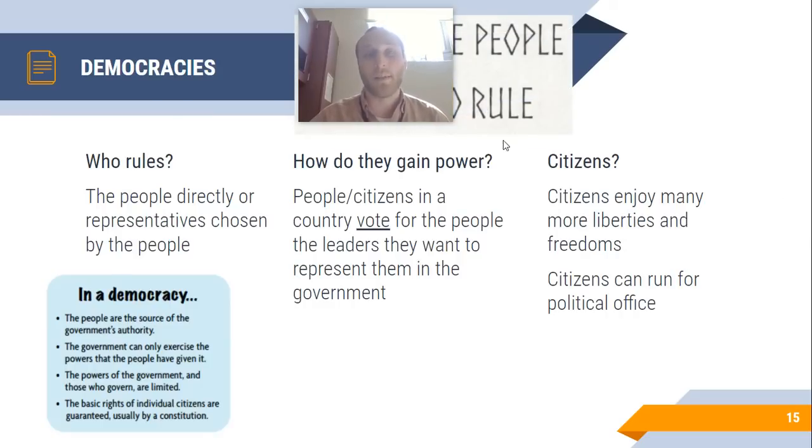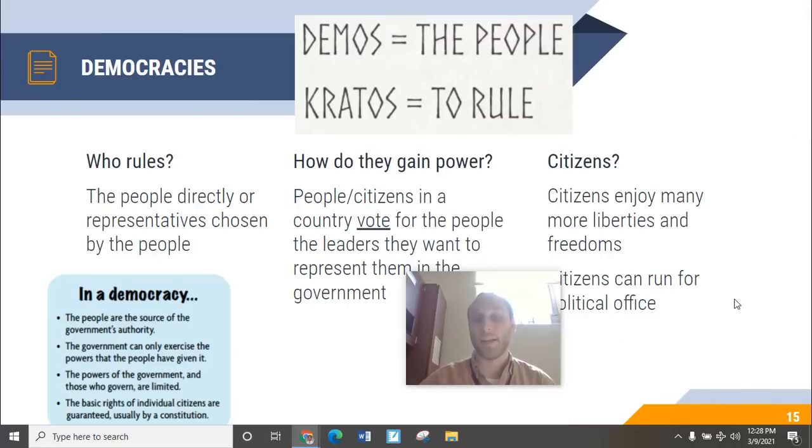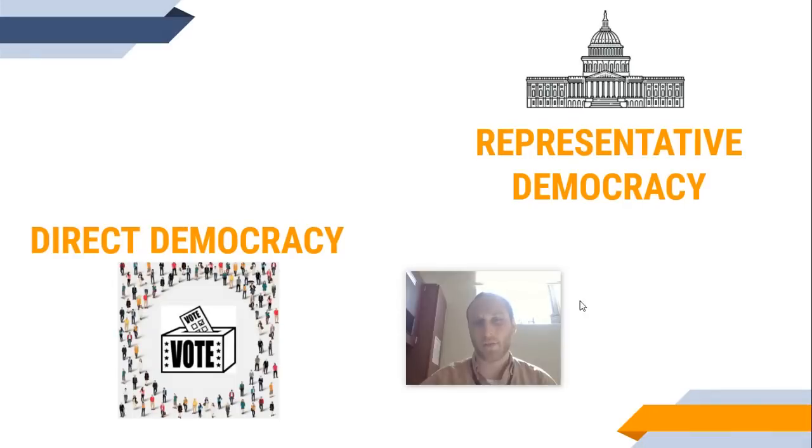Okay. So the word democracy itself actually means the people rule, right? So demos means the people, kratos means the rule. So they came up with that word democracy, which basically means the people are ruling. All right. So just kind of a little fun fact there.